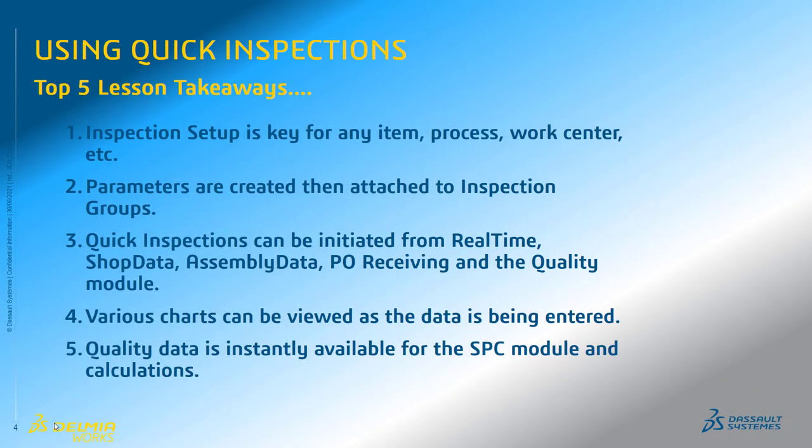So let's take a look at our top 5 takeaways for today's recording on using quick inspections in DELMIAWorks. First, inspection setup is key for any item, process, work center, or other area where you might want to evaluate your quality process in your manufacturing environment. Getting these inspection setups will create parameters and inspection groups. As we see in the second bullet, those parameters are created and attached to inspection groups. And in the system, you can literally have unlimited parameters and unlimited inspection groups to efficiently evaluate the criteria that you've set for those areas.